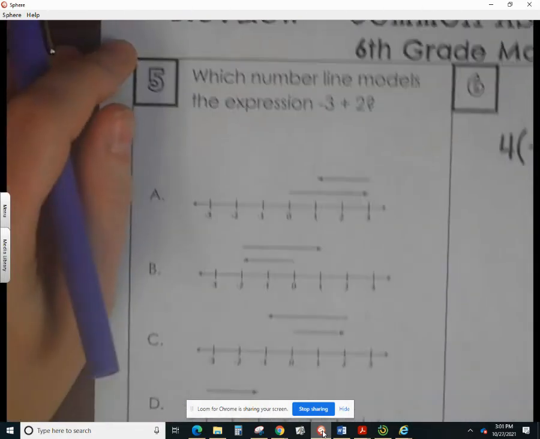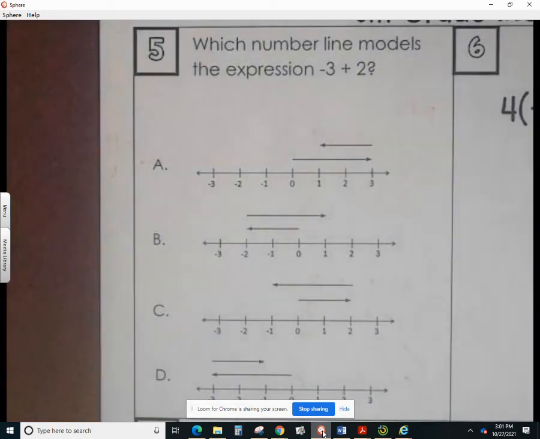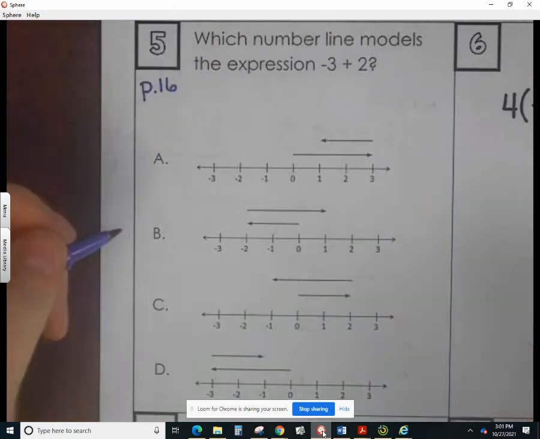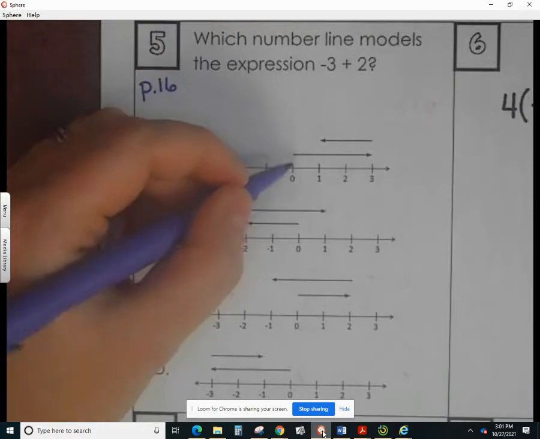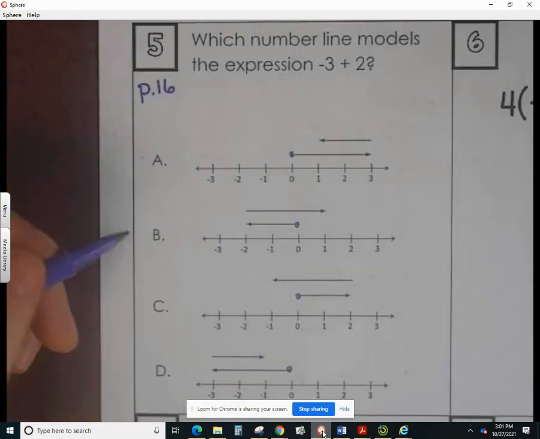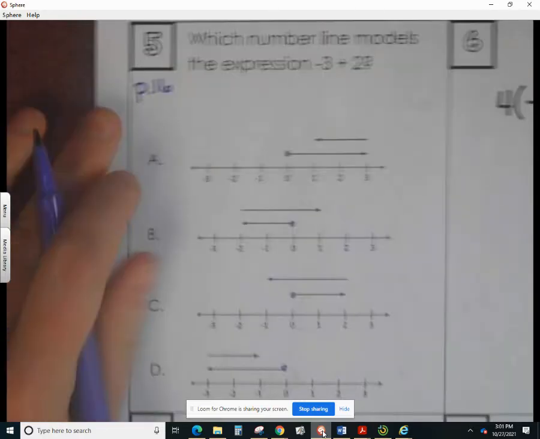On the back for number 5, you have another number line problem, but this time it is an addition problem, and you can find that on page 16. On page 16, it tells you that we always start at 0. You'll notice all of these do start at 0. If we're going to the right, it's modeling a positive number. If we're going to the left, it's modeling a negative number. And we're looking for one that's modeling negative 3 plus 2.